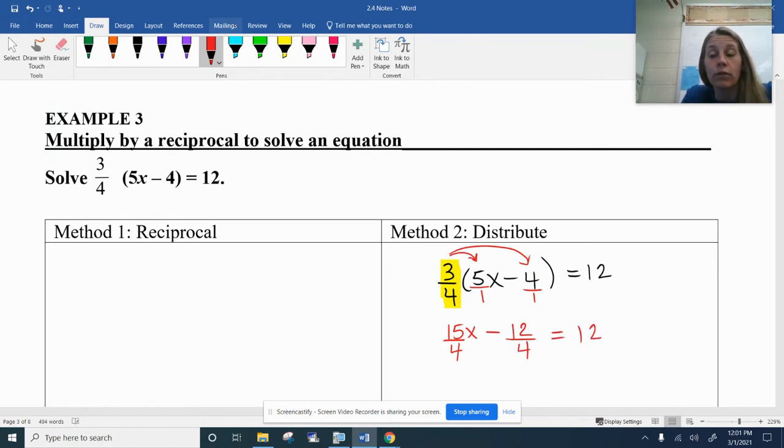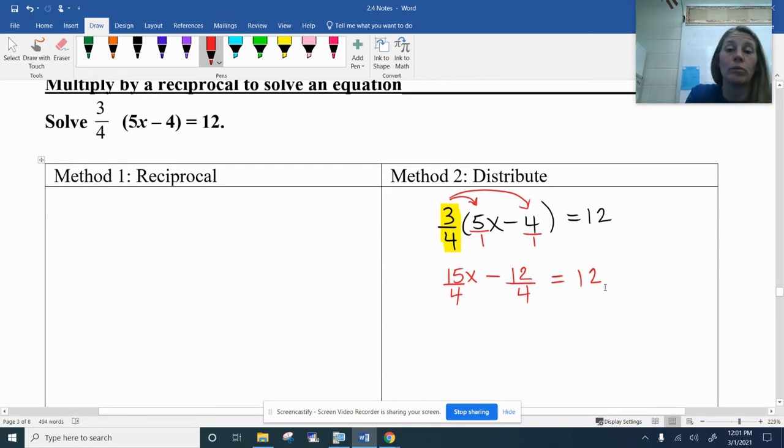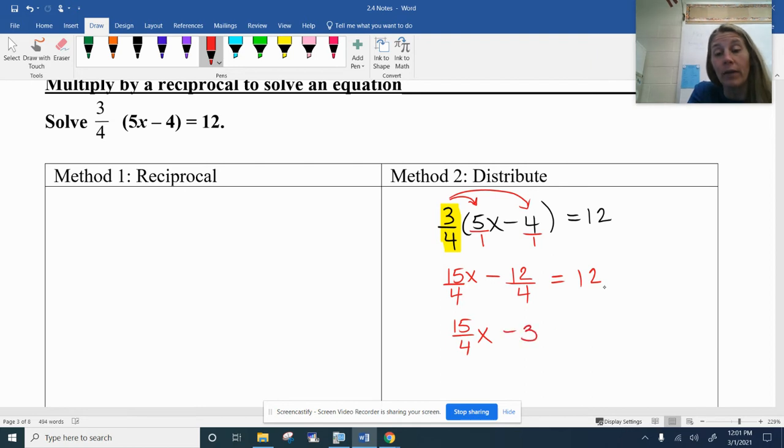Now, of course, if you could simplify these as you're multiplying, that's totally fine. So a lot of people would cross cancel or just kind of do it in their head. 15/4 does not simplify at all. However, 12 divided by 4 does simplify to 3. So you might end up just getting that right away from the beginning, knowing that those 4s were going to cancel when you multiply. Once you get to here, we want to isolate the x, so we're going to add the 3 to the other side, giving us 15/4 x equals 15.